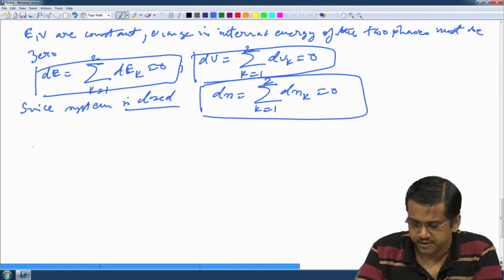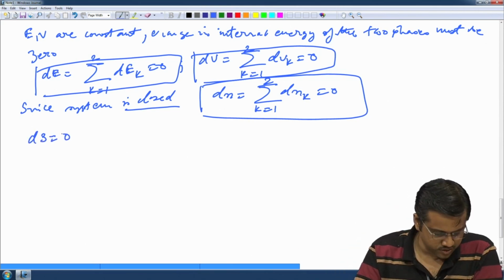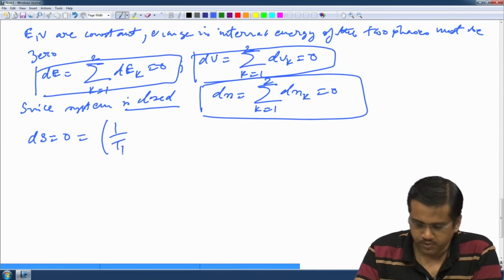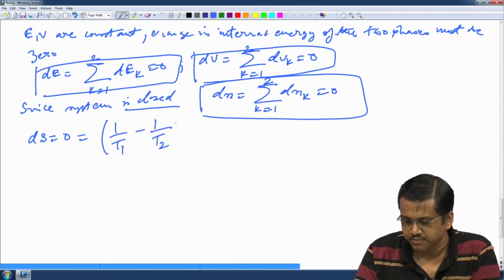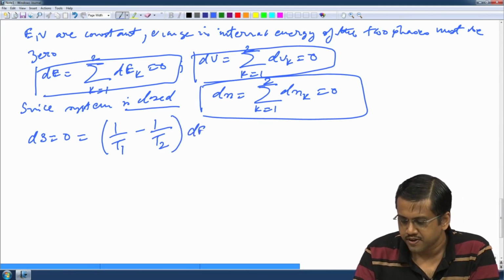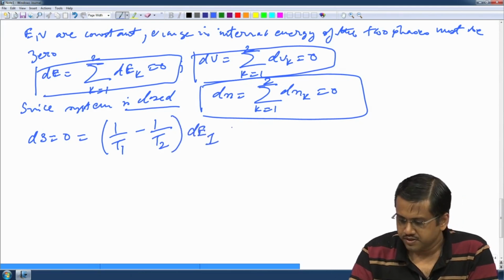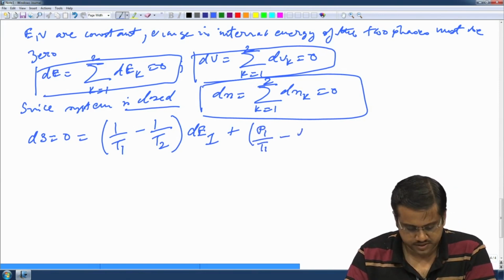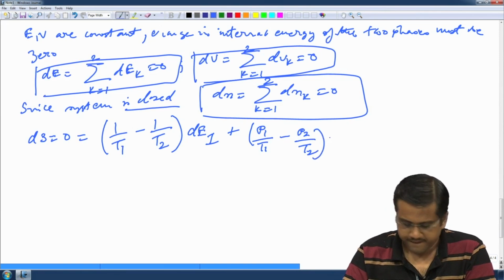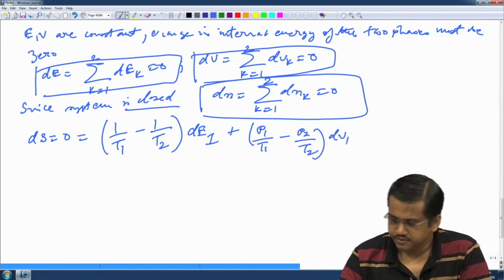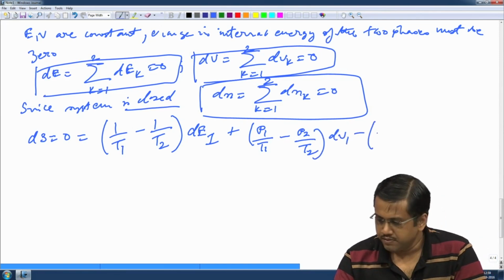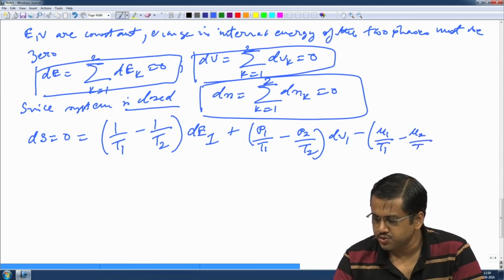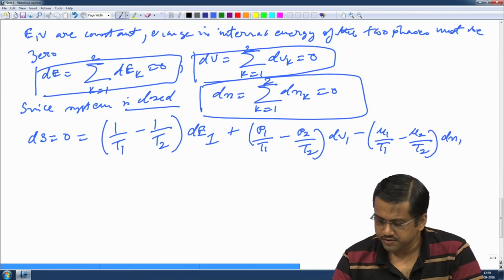If you combine all of them, dS is equal to 0 essentially. This means, with 1 and 2 being the two phases as we already mentioned, (1/T1 minus 1/T2) dE1 plus (P1/T1 minus P2/T2) dV1 minus (mu1/T1 minus mu2/T2) dN1 equals 0.